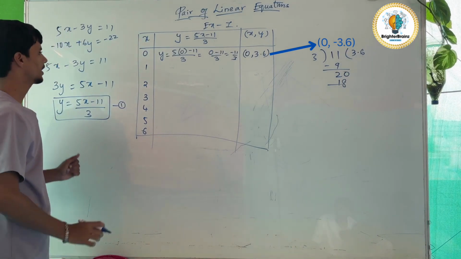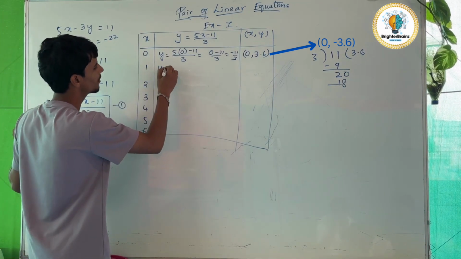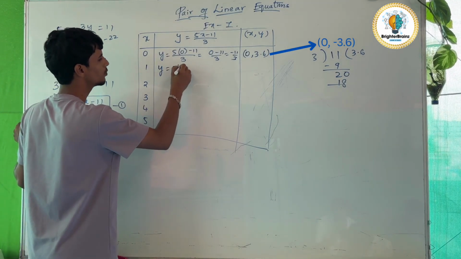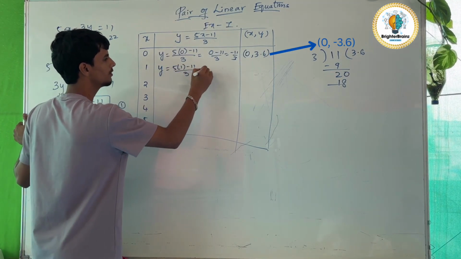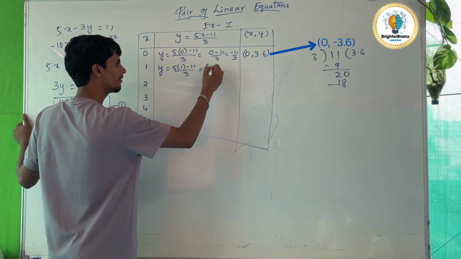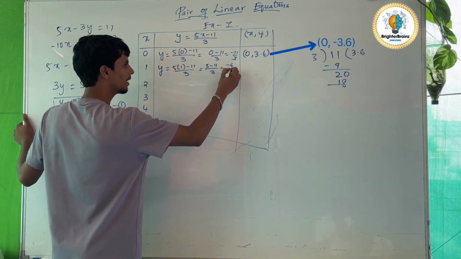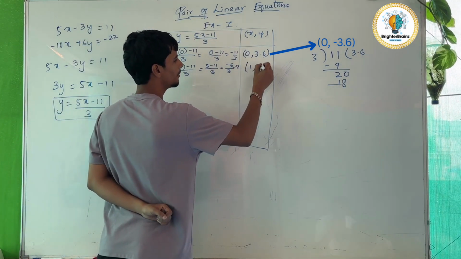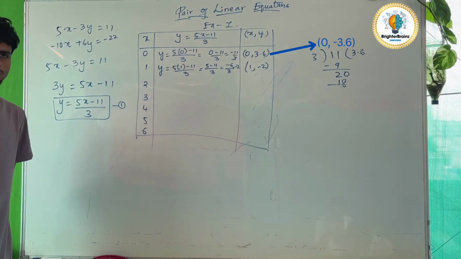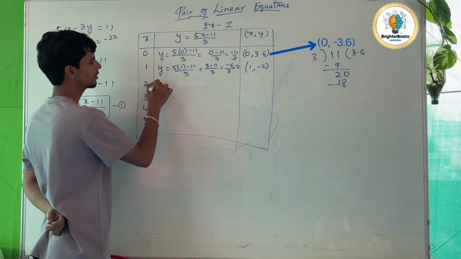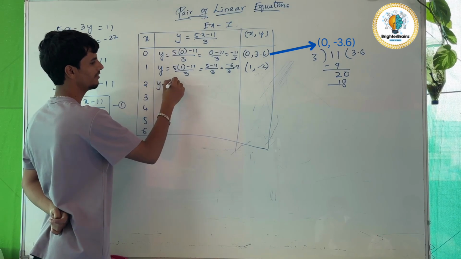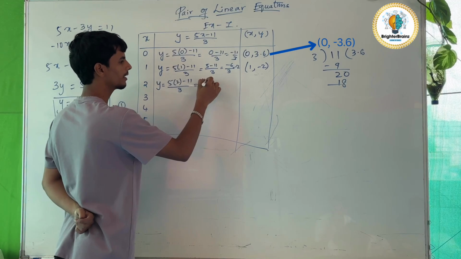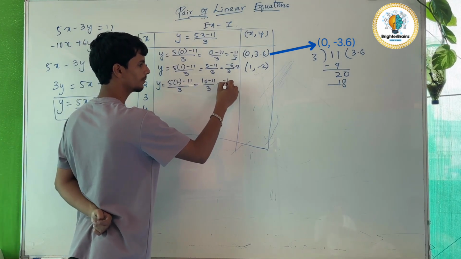Done. Next, if we place 1 in place of x, so y is equal to (5 into 1 minus 11) by 3, which is equal to 5 minus 11 by 3, that is minus 6 by 3, which is equal to minus 2. So it is 1 comma minus 2. Done. Next, if we substitute 2 in place of x, so (5 into 2 minus 11) by 3, which is equal to 10 minus 11 by 3, which is equal to minus 1 by 3.